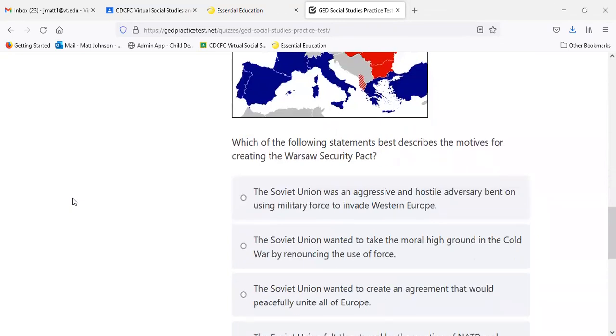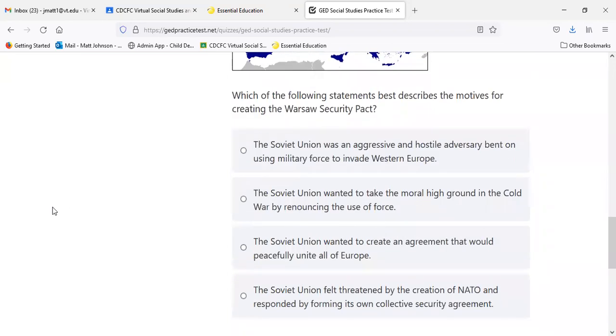The question then, and we'll give this one to you, Nautica. Which of the following statements best describes the motives for creating the Warsaw Security Pact? A, the Soviet Union was an aggressive and hostile adversary bent on using military force to invade Western Europe. B, the Soviet Union wanted to take the moral high ground of the Cold War by renouncing the use of force. C, the Soviet Union wanted to create an agreement that would peacefully unite all of Europe. Or D, the Soviet Union felt threatened by the creation of NATO and responded by forming its own collective security agreement.